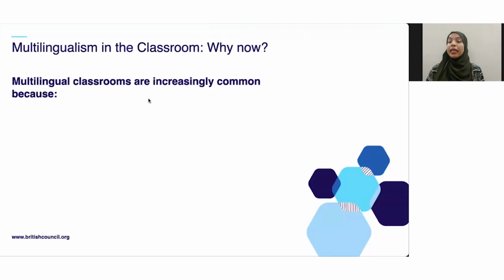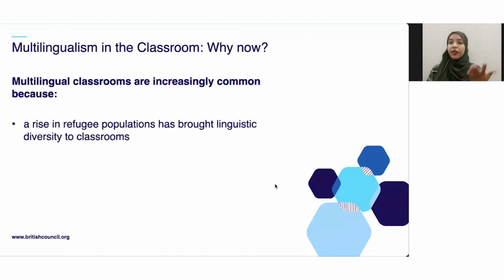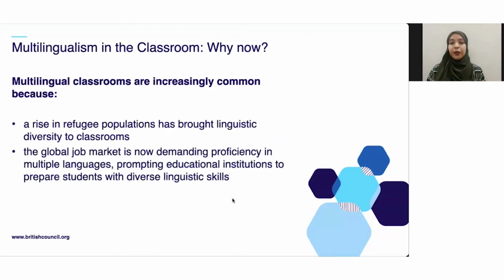Okay, so nowadays, multilingual classrooms are increasingly common because of many reasons. I have three here. The first reason is a rise in refugee population, of course, has brought linguistic diversity to our classroom. And the second reason is the global job market. Nowadays, everyone is asked to be able to speak and to be professional in more than one language. So, educational institutions all over the world are welcoming more and more people from diverse linguistic backgrounds. And that's why also multilingual classrooms are becoming more common.